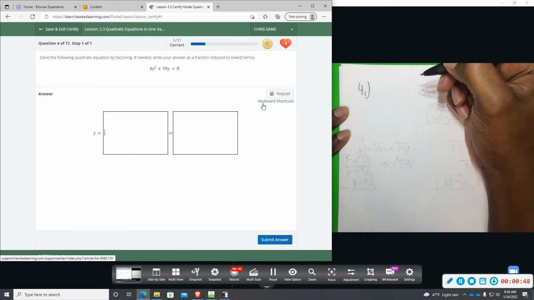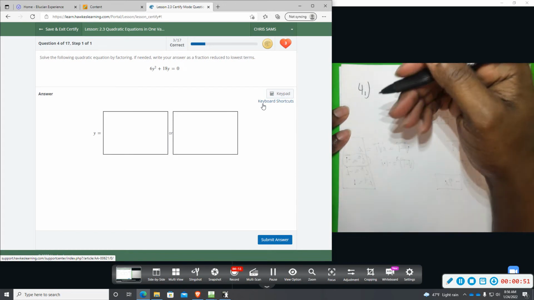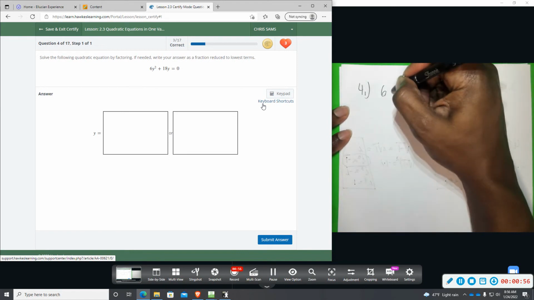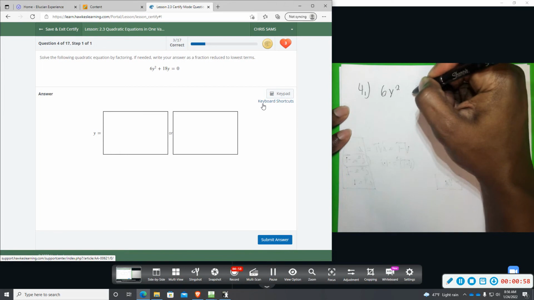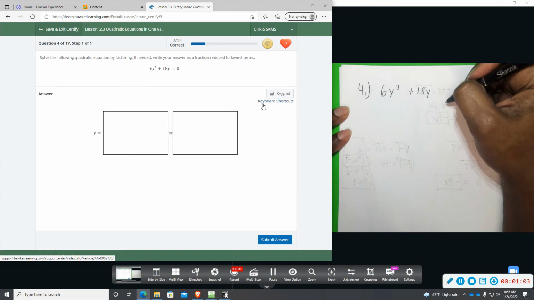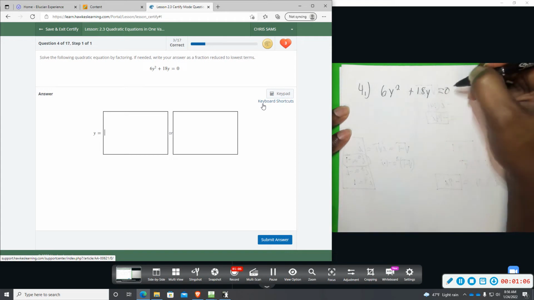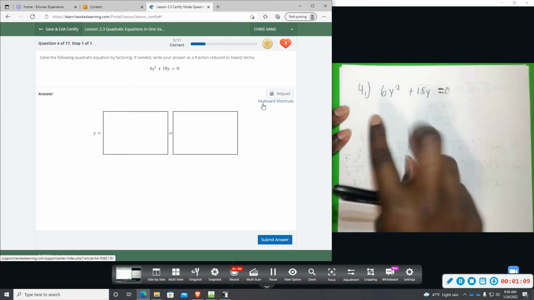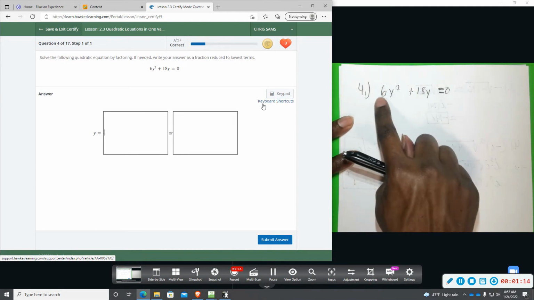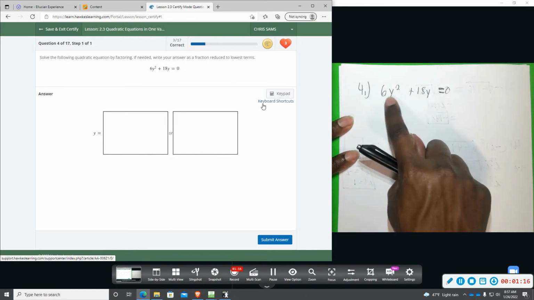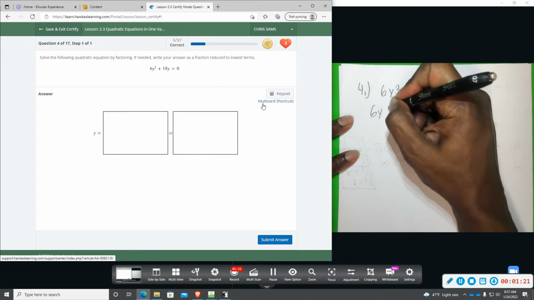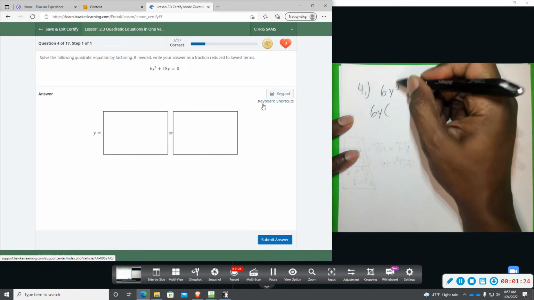It is a quadratic, but it doesn't have all the parts, so it'll be a little bit easier. We have 6y squared plus 18y equals 0. So it's already set equal to 0. We have 2 terms, so I'm just going to factor out what they have in common. Both of these numbers are divisible by 6, and they both have y. So I'm going to factor out a 6 and a y, 6y. And in parentheses, what do I have left?